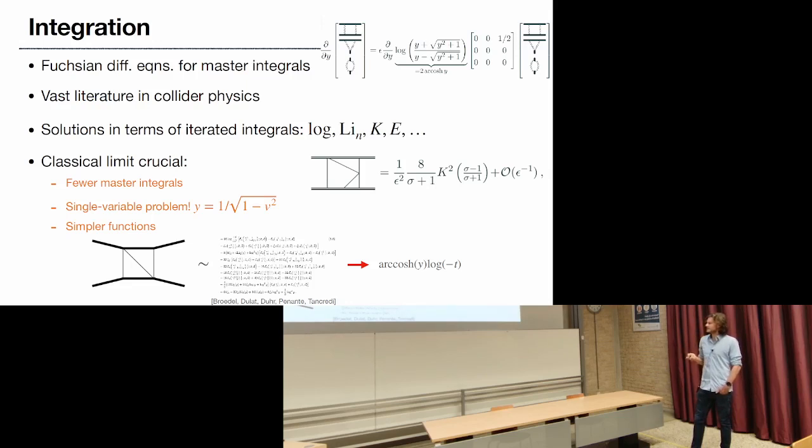So the full problem depends on both the masses and the energy and the impact parameter of the scattering, whereas the classical limit only depends on a single variable. And also the resulting functions become much simpler in the result.